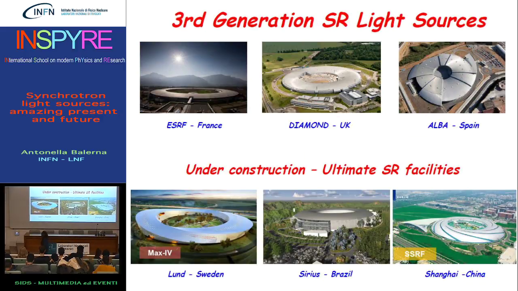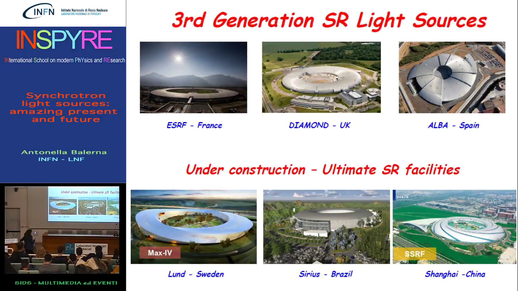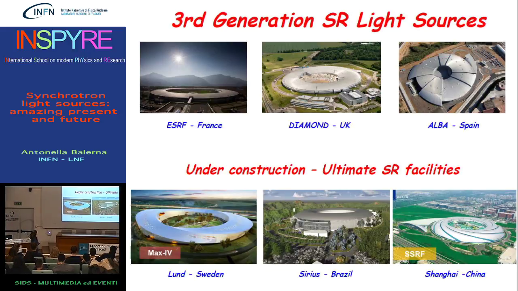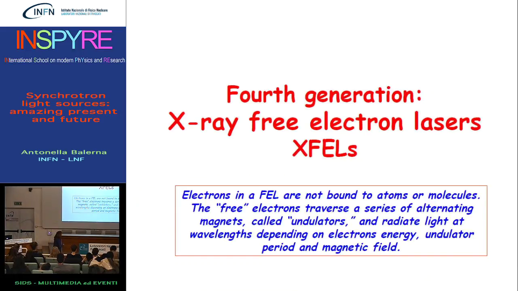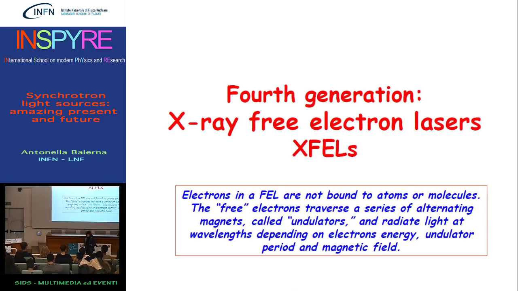This gives you an idea of the phase. This is ESRF, this is Diamond, a storage ring built in UK. This is Alba in Spain. This is Max 4 in Sweden. This is now under construction. This has been constructed and started working. This is Sirius in Brazil. This is SSRF in China. Storage rings represent the 3rd generation of synchrotron radiation sources.